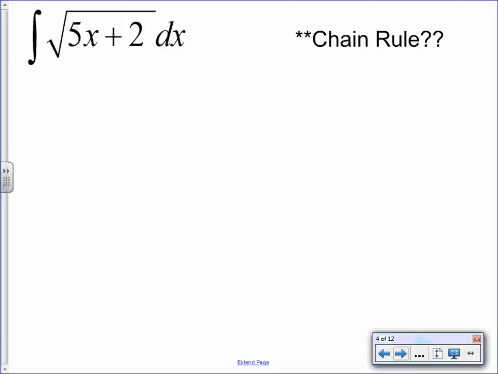Here we go. How about the integral of the square root of 5x plus 2? Do we have a chain rule for antidifferentiation? Okay, I haven't told you about one. We really don't. But we can think about applying the chain rule from our antiderivative back. So first of all, let's write this as 5x plus 2 to the 1/2.